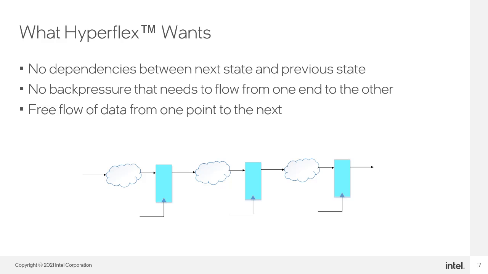To achieve the best performance optimization in a Hyperflex-based device, a design should look like the diagram shown here, a series of pipelined registers with only combinational logic between them. With a design like this, there are no dependencies between the previous and next states of the logic, and no backpressure controls that must immediately adjust the flow of data through the pipeline. This allows for optimal register retiming and optimization performed by the Intel Quartus Prime software when compiling a design for a Hyperflex-based device.